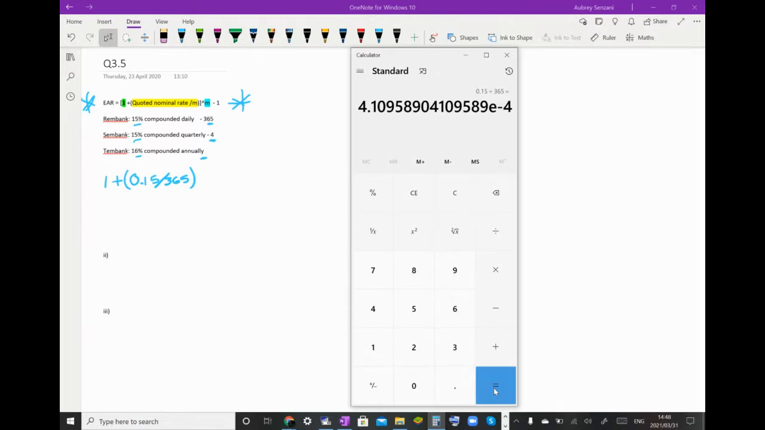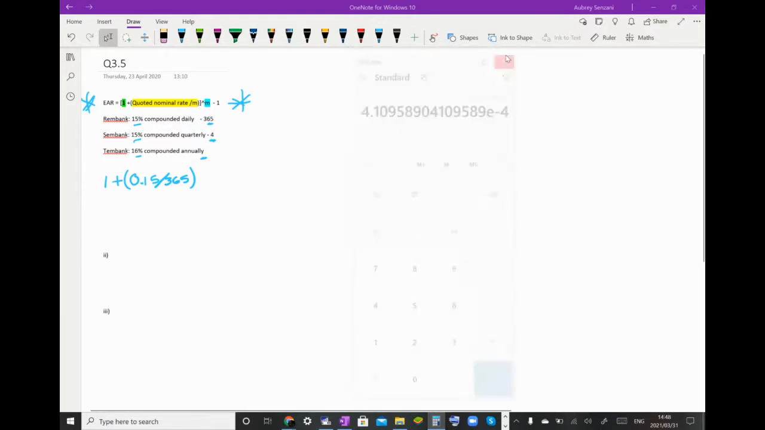365. Typically, they don't ask you to do this calculation usually. All right, so what I'm getting here is 0.000411. Okay, I've done it to 6 decimal places. So obviously plus 1, you are then going to get 1 over there.